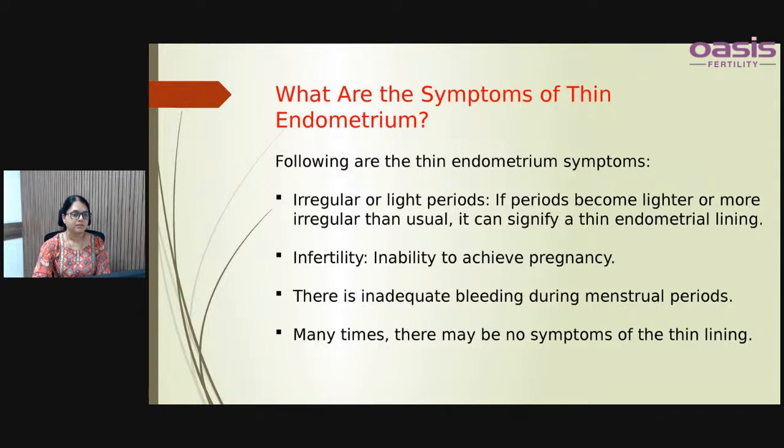So, the symptoms the woman has in thin endometrium are, yes, she might present with irregular or light periods. If periods become lighter or more irregular than usual, it can signify a thin endometrial lining. Then the patient might come to us with infertility, inability to achieve a pregnancy. Then there is inadequate bleeding during the menstrual periods. Many times there may be no symptoms of the thin endometrium.